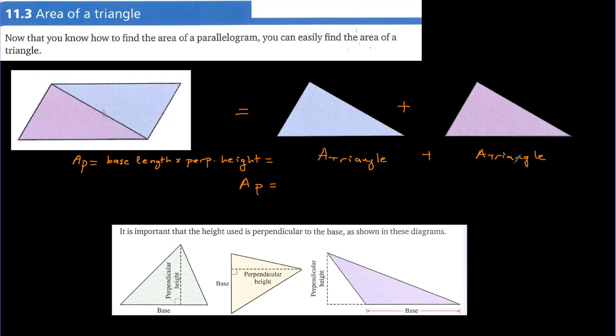If they are equal to each other, it means that they are the same, and I'm going to add them. Area of triangle plus area of triangle is going to be 2 times area of triangle. And if 2 times area of triangle is equal to area of parallelogram, it means that area of parallelogram over 2 is going to give us area of triangle.